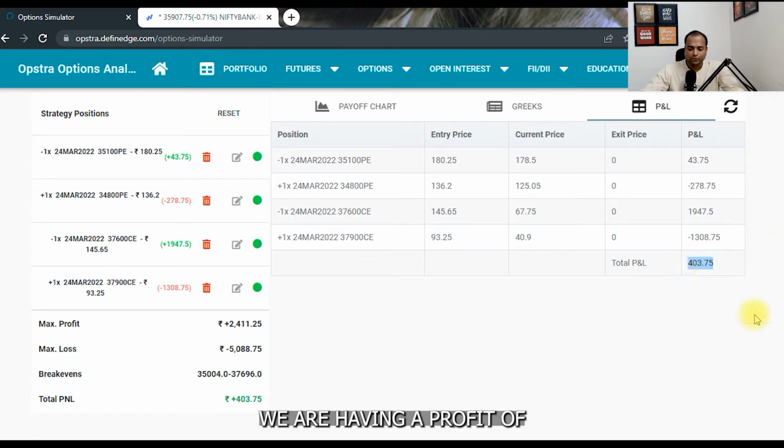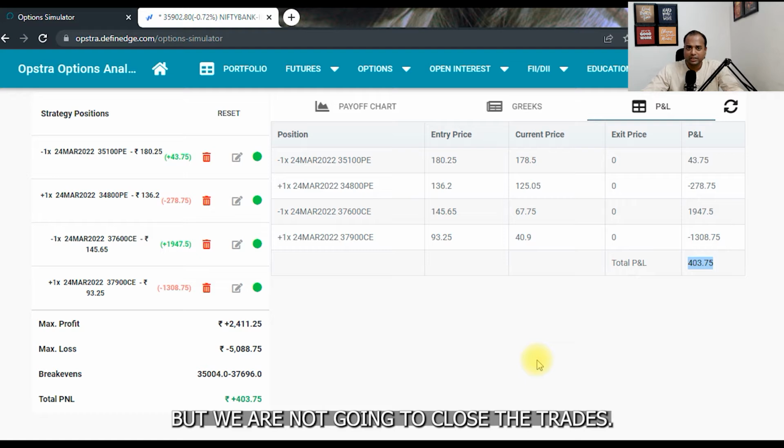We are having a profit of 403.75 rupees, which is pretty good. But we are not going to close the trades. What we are going to do? We are going to do the adjustment.